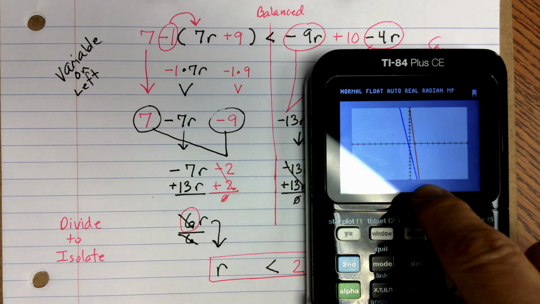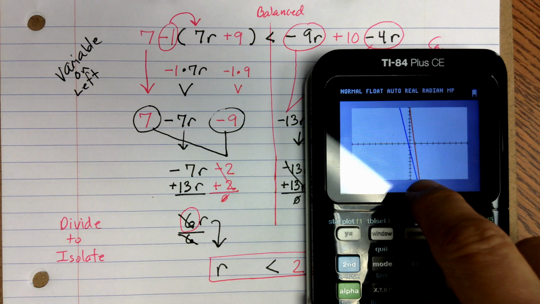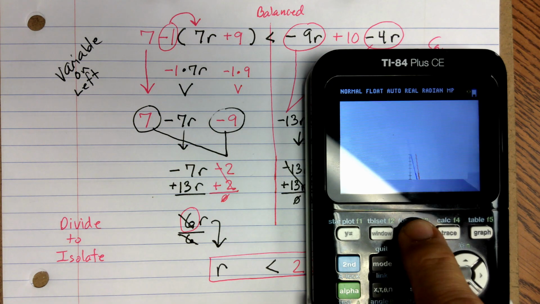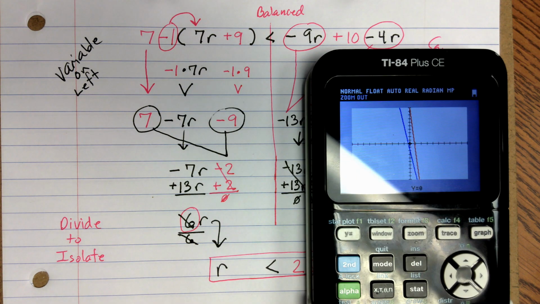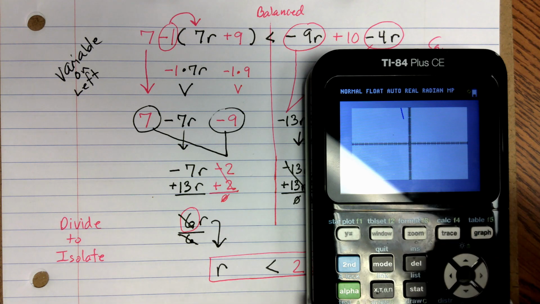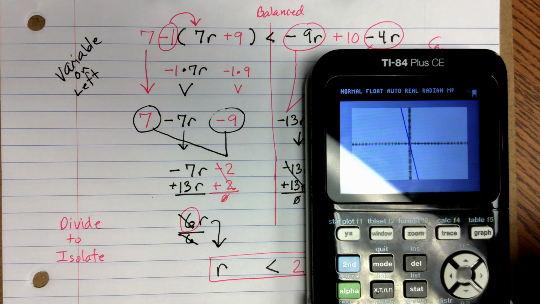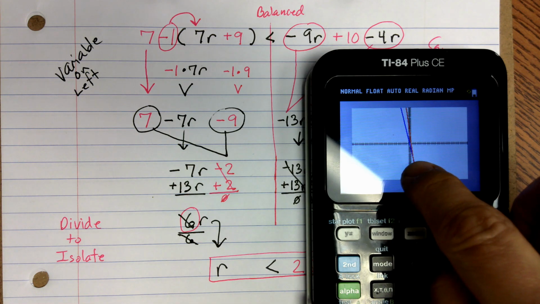Now the problem with being zoomed in on a standard screen is you can't see where it intersects. And in order to use this trick I'm about to show you, you've got to be able to see the intersection. So I am going to go ahead and hit zoom. I'm going to go to zoom out, option 3, hit enter, and hit enter 1 time. So I just want to zoom out enough to where I can see the intersection. Alright, and now it looks like it crosses about right here.